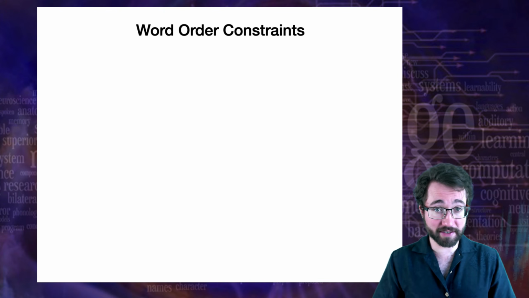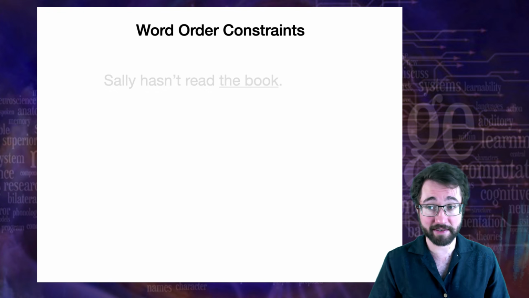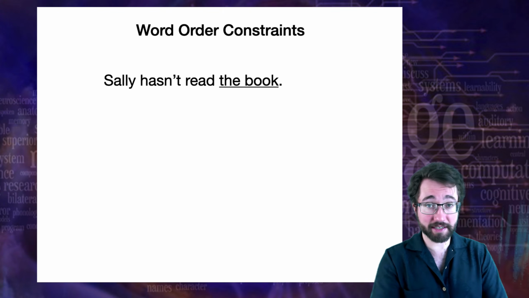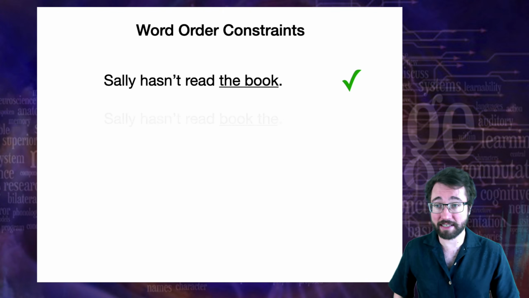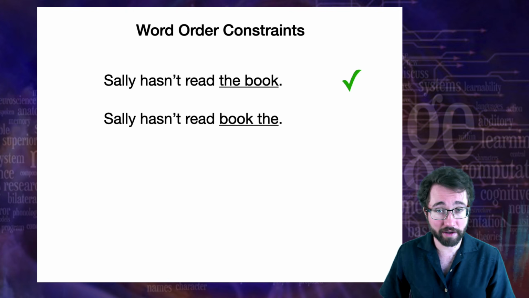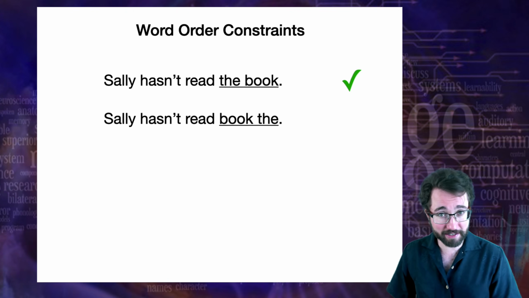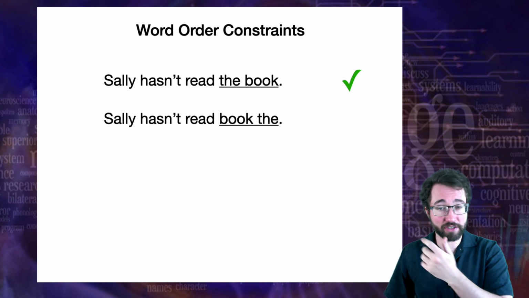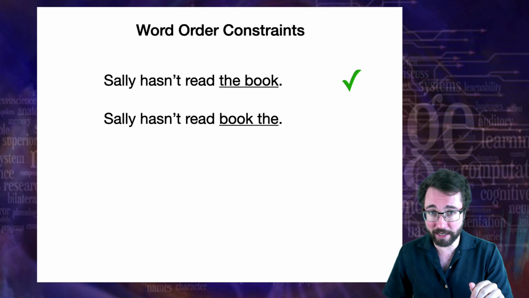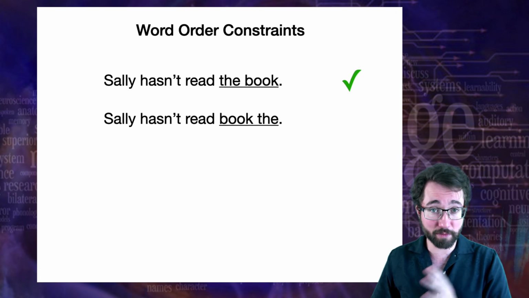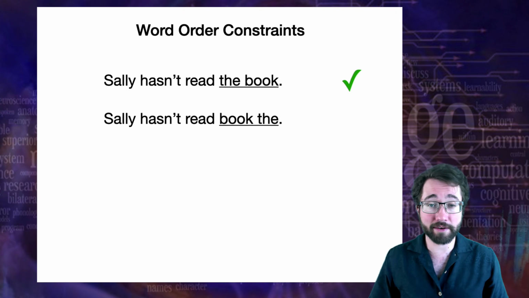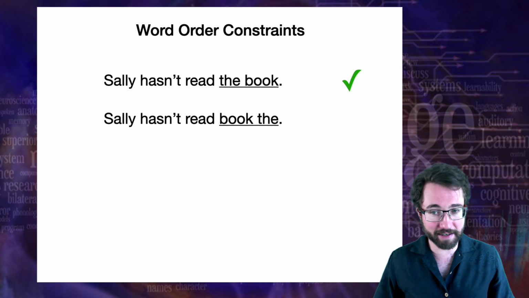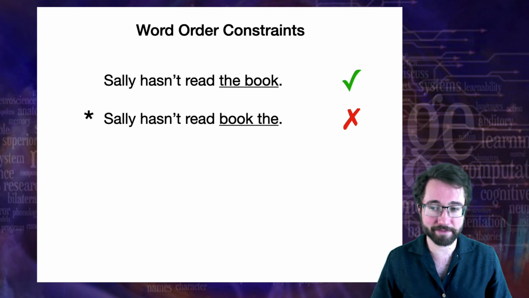Now word order constraints are the second type of syntactic constraint. These are things like this. So Sally hasn't read the book is grammatical, it's fine. How about this? Sally hasn't read book the. Well, I've satisfied the co-occurrence constraint. So there's a noun here and there's a determiner, but they're in the wrong order. In English, the determiner has to go before the noun. It's different in other languages, but in English, the determiner always has to go before the noun. So it would be ungrammatical, it would be incomprehensible to say Sally hasn't read book the. If you said that, an English speaker would not understand what you mean.